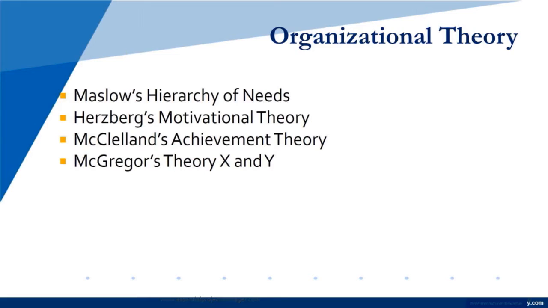Now, organizational theories. We're going to talk about 4 here. We have Maslow's hierarchy of needs, Herzberg's motivational theory, McClelland's achievement theory, and McGregor's Theory X and Y. We're going to talk about those. I'm not going to tell you everything is pertinent to every situation, but the idea here is there are some heavy thinkers that have thought through this, observed organizations, and they've come up with things.